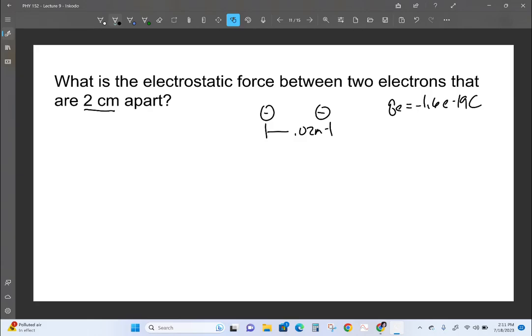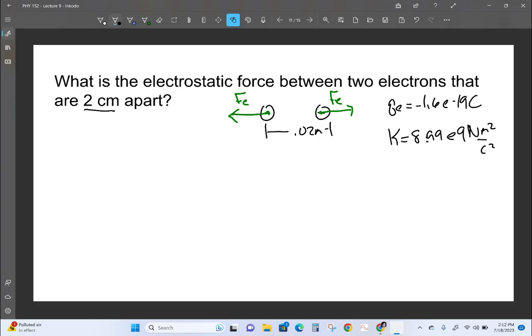Okay. If we want to draw a force diagram, these are going to repulse each other, equal and opposite. When we use the Fe equation, we will be finding the value of that force, how big that arrow is. And we also know that k is 8.99 e to the 9 newtons meters squared all over coulomb squared.